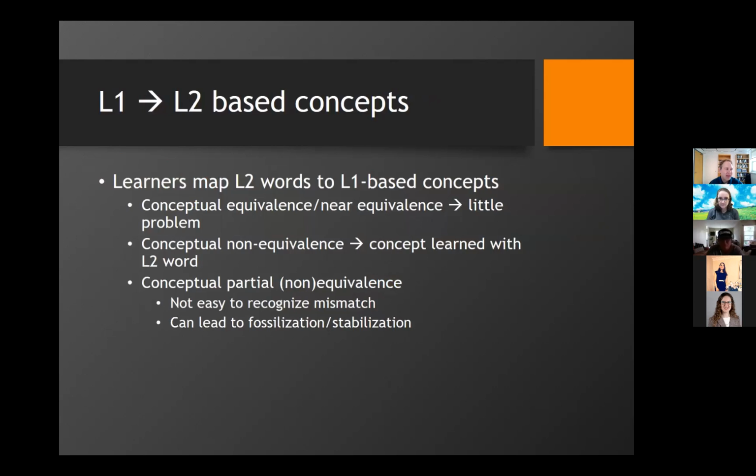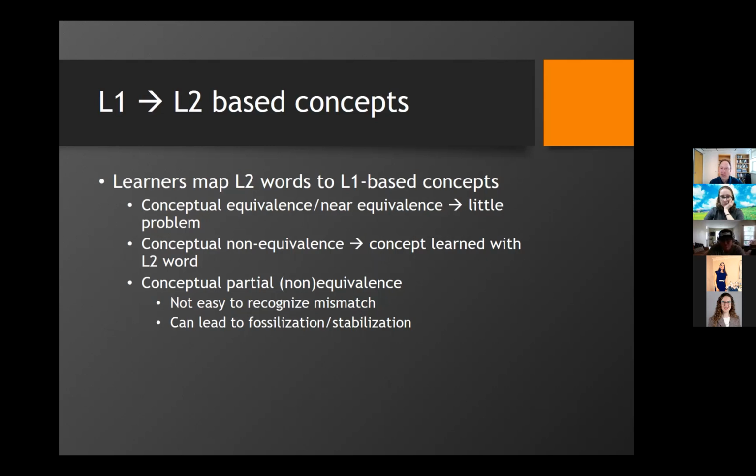So we mentioned early on that learners will often map L2 words to L1 based concepts. And we also mentioned that this can be the final form that they acquire for that particular word, where they don't move beyond that second stage that we saw in the model to the third stage, which would be a fully native-like understanding of that word. Now, the impacts of this can vary depending on how much overlap there is between the L1 and the L2 based concepts. So in cases where you have a conceptual equivalence or near equivalence, it's obviously going to cause very little problem, because the meaning you have is close enough that it's not going to cause a lot of difficulties in communication.